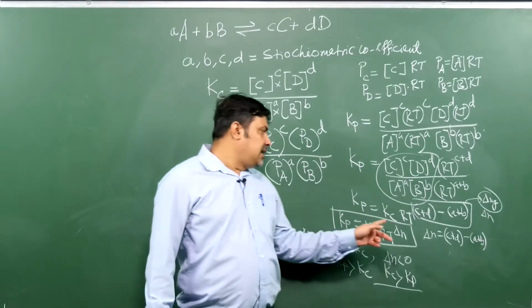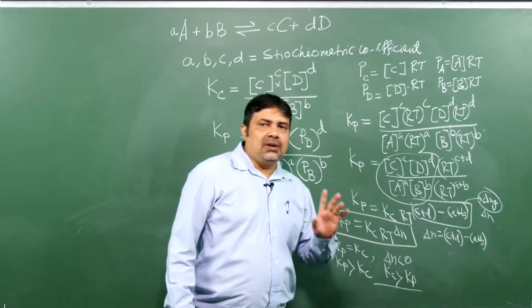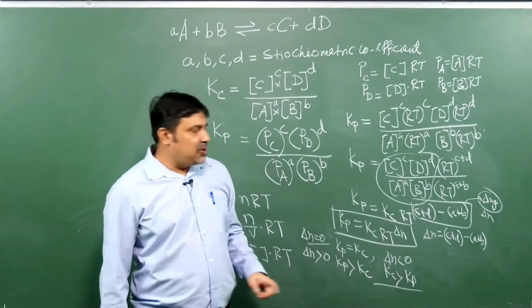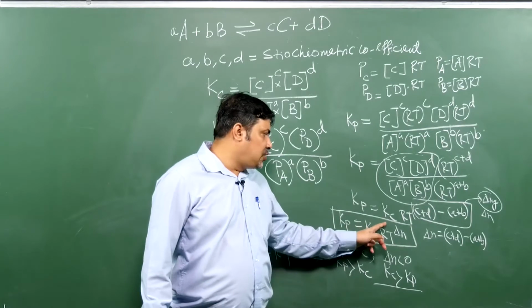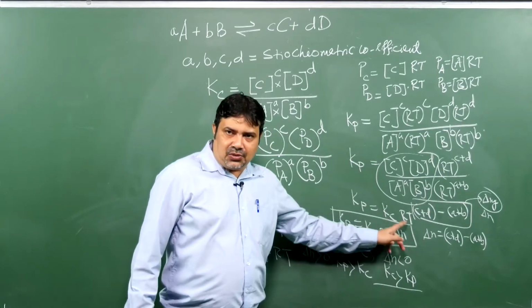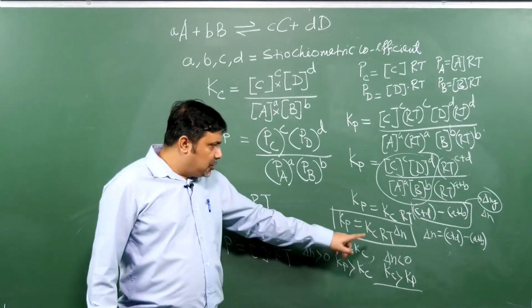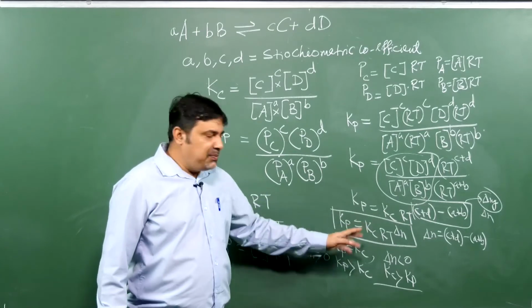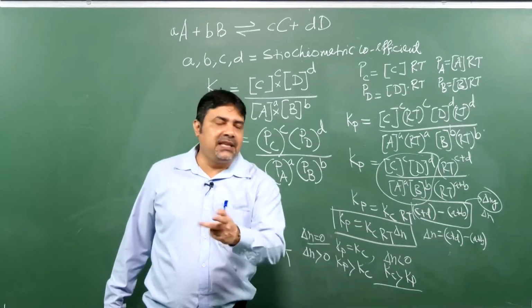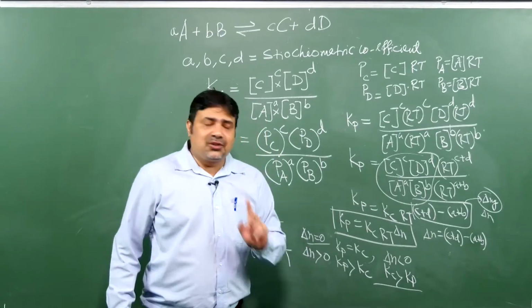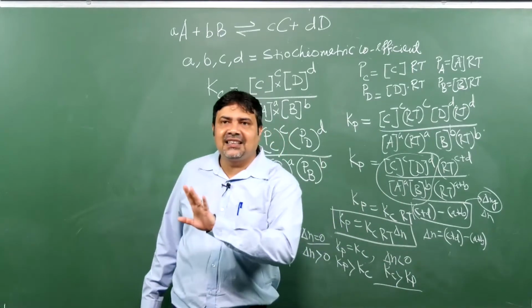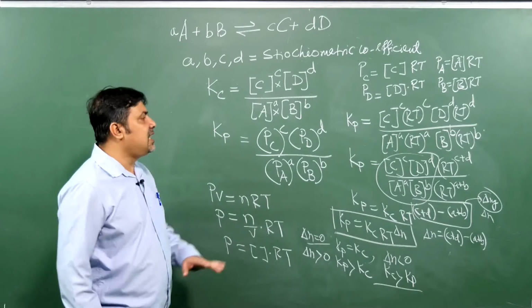Now suppose delta N is less than 0, and I am taking the value minus 1. That means Kp is equal to Kc into 1 by RT, since R to the power minus 1 means 1 by RT. So then Kp into RT will be equal to Kc. That means with Kp if you multiply something, then only it will be equal to Kc. That is why Kc is greater than Kp. You have to understand this logic.